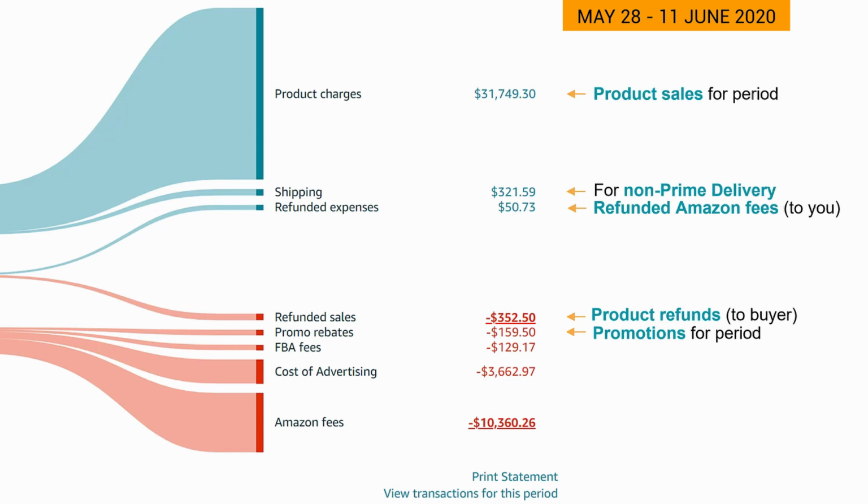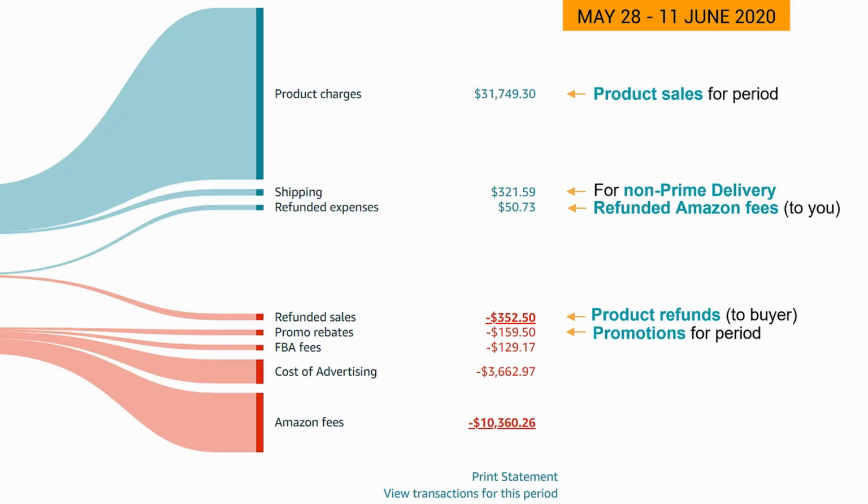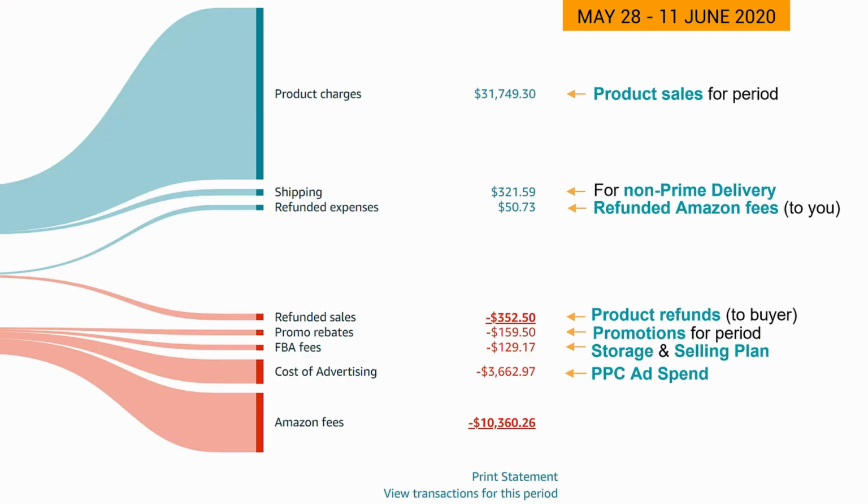And then we have FBA fees for a really small amount. Do not confuse this with FBA fulfillment fees. Rather, this relates to storage as well as your selling plan fees and other miscellaneous fees. Then we have the cost of advertising, and you can see we were going quite aggressive here, but that is your PPC ad spend, of course. Depending on your strategy at the time, if you're just launching, this is going to be a big amount.